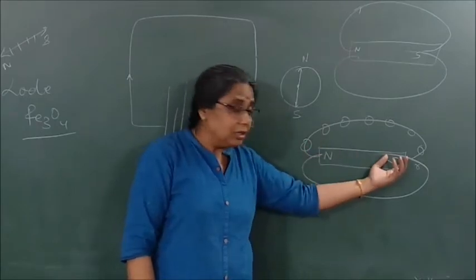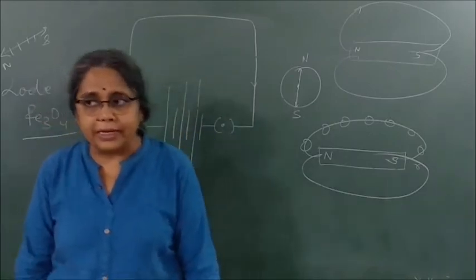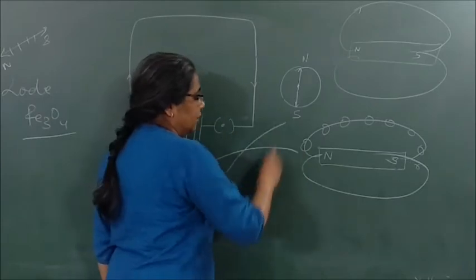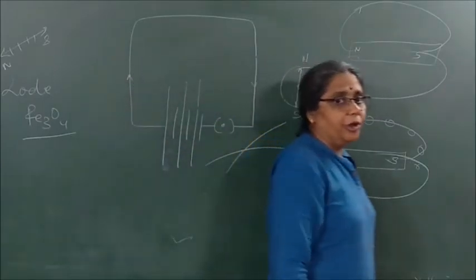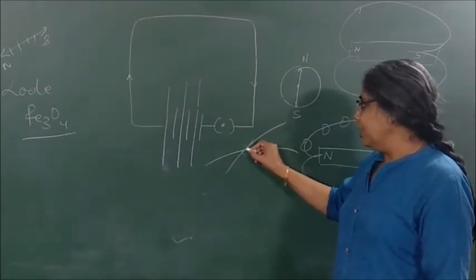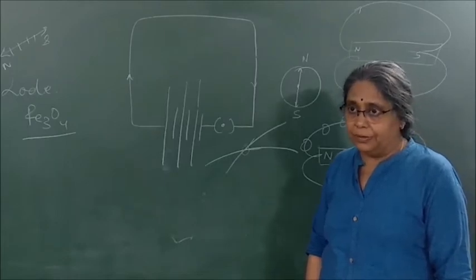What are the properties of magnetic field lines? They are closed curves moving from north to south outside the magnet and south to north inside the magnet. They crowd near the poles. Hence, poles are the areas of strong magnetic field. They never intersect each other. If they intersect, at the point of intersection, if I place a compass, it shows two directions of magnetic field, which is practically impossible.